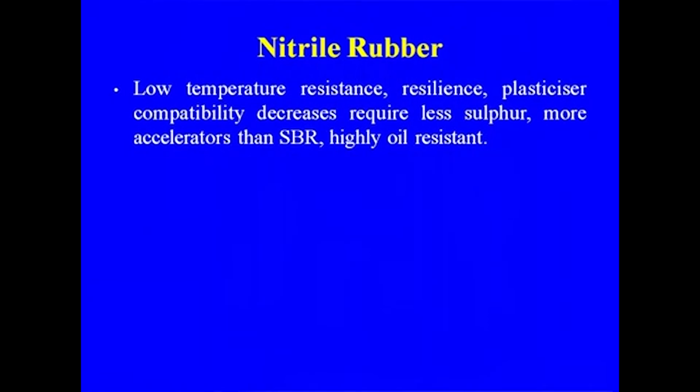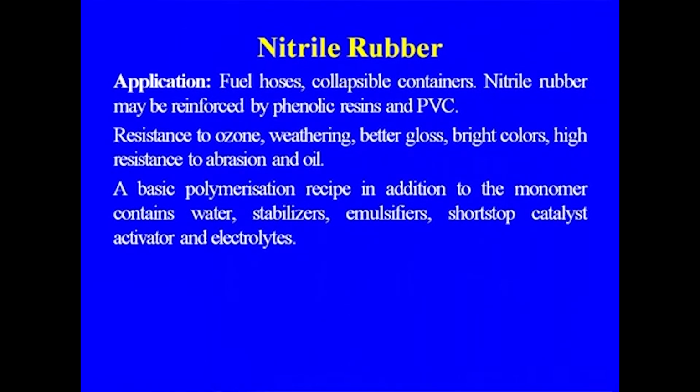Low temperature resistance, resilience, plus plasticizer compatibility decreases, requires less sulfur, more accelerators than SBR, highly oil resistant. These are some of the characteristics of the nitrile rubber. Application: fuel hose, collapsible containers. Nitrile rubber may be reinforced by phenolic resins and PVC. Resistance to ozone, weathering, better gloss, bright color, high resistance to abrasion and oil.